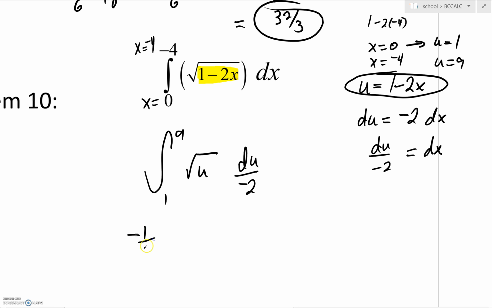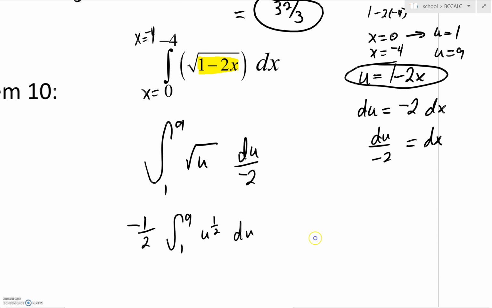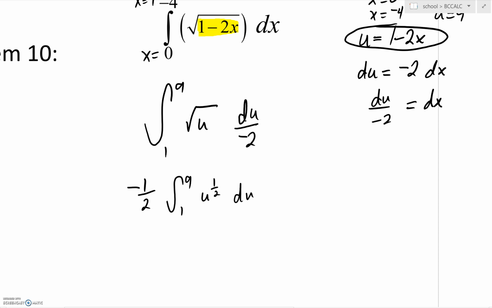So I'm going to factor out a negative 1/2, and I'm going to look at this as u to the 1/2. And now I just have to do the fundamental theorem. The fundamental theorem says bump this power up by 1, and that will be adding 2 over 2, you get 3/2. But then I'm going to divide by 3/2, which is the same thing as multiplying by 2/3. You can see the 2's are going to cancel out. You're going to be left with a negative 1/3.